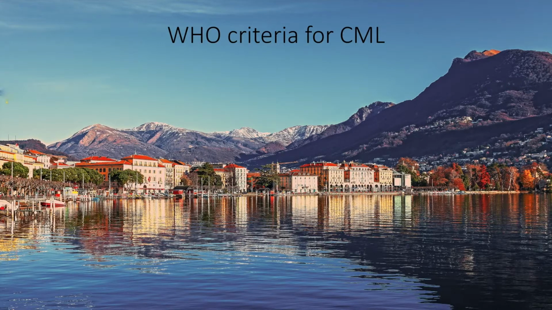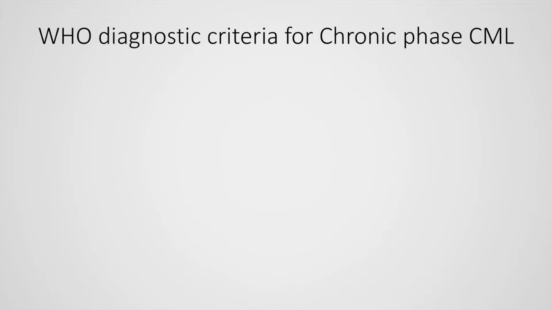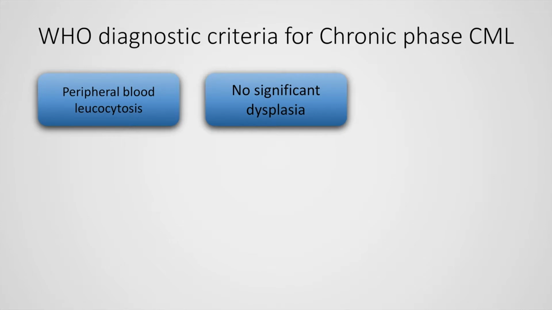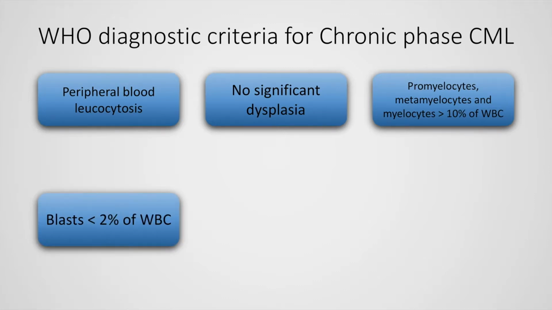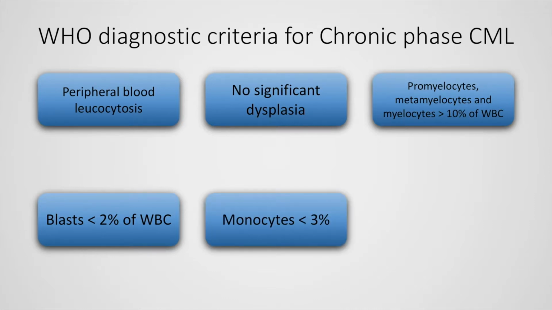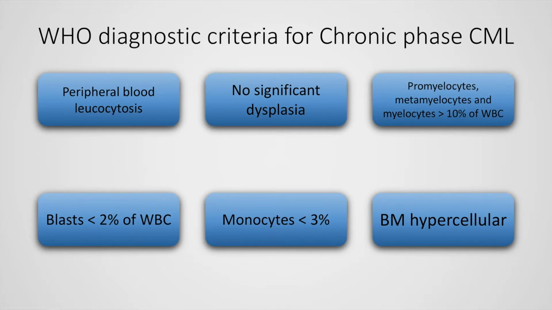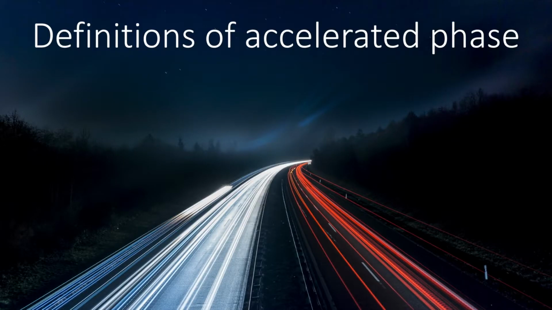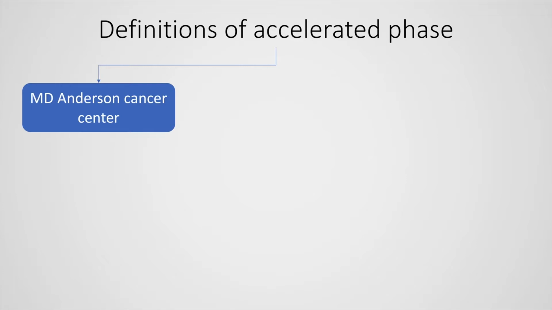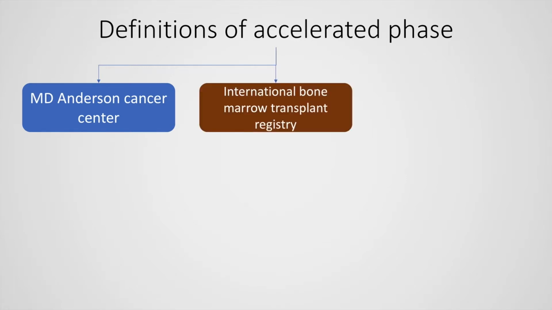The World Health Organization criteria for chronic myeloid leukemia includes a peripheral blood leukocytosis with no significant dysplasia, with promyelocytes, metamyelocytes, and myelocytes more than 10% of the WBC count, blasts less than 2% of the WBC count, monocytes less than 3% of the WBC count, with a hypercellular bone marrow, all in the background of less than 10% blasts on the bone marrow.